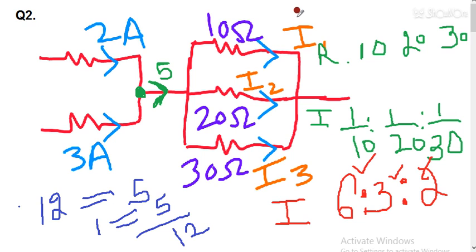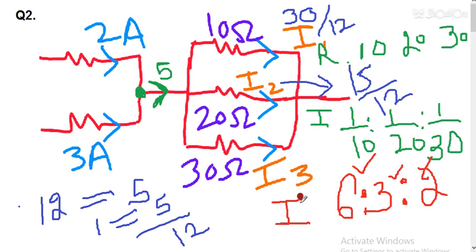Here 6 parts are flowing, that means 5 times 6 is 30, so 30 by 12 ampere current is flowing in I1, through the 10 ohm resistance. Now 3 parts are flowing through the second resistance, so the value of I2 is 5 times 3, which is 15 by 12 ampere. Then for the current I3, 2 parts are flowing, so its value is 5 times 2 is 10, 10 by 12.